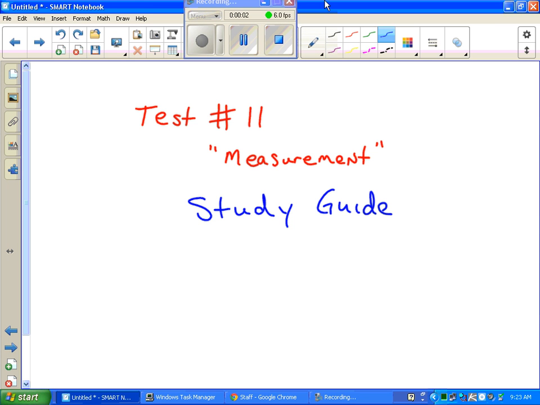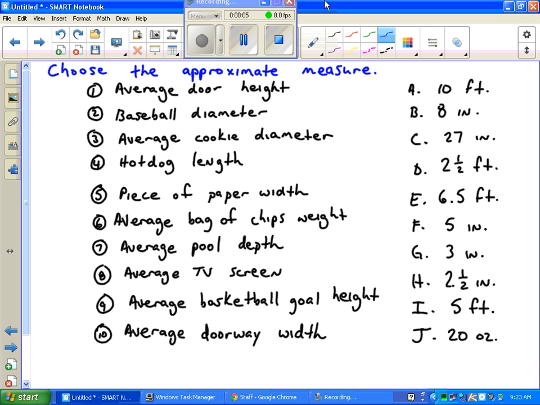This is our spring test number 11 on measurement. First section tells you to choose the approximate measure. We're not going to use any of the same letter more than once in this case. Number one says an average door height. Best one that goes with an average door height is E, 6.5 foot.